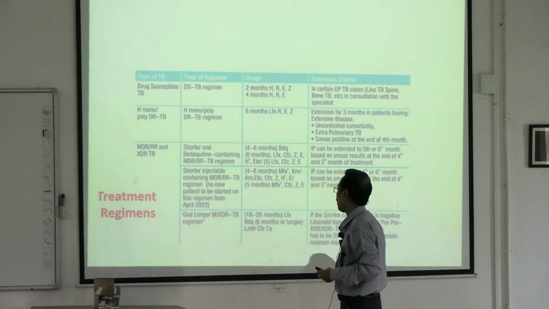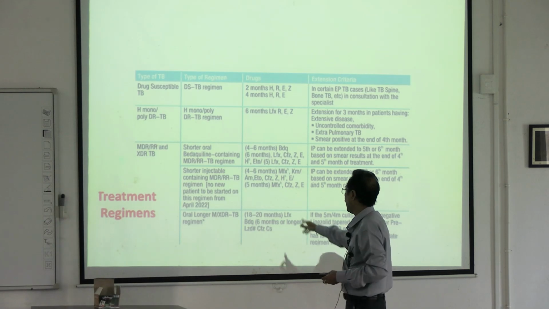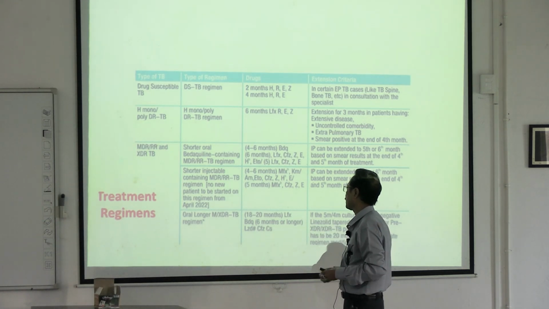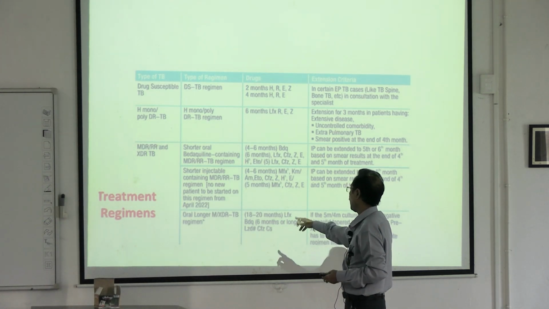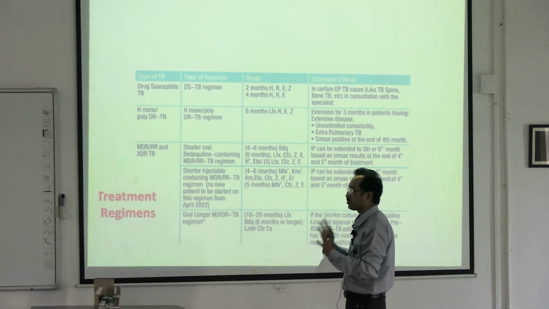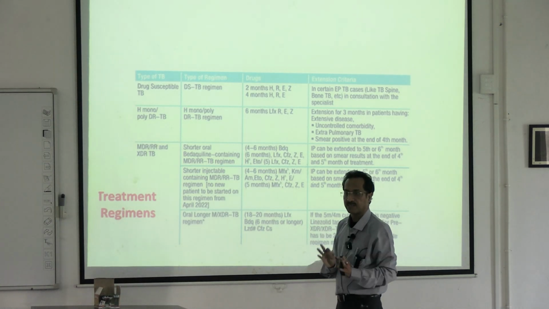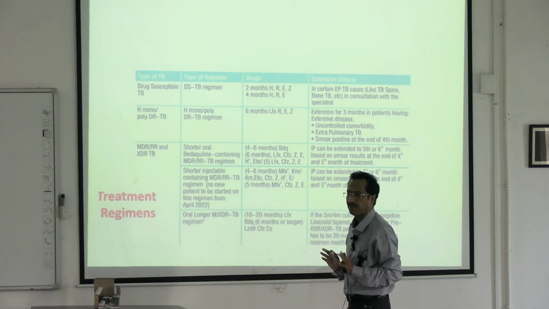If it is MDR or XDR TB, 18 to 20 months: the first 6 months is bedaquiline, and linezolid, clofazimine and cycloserine should continue for the next 12 months. So this is for longer duration bedaquiline therapy.